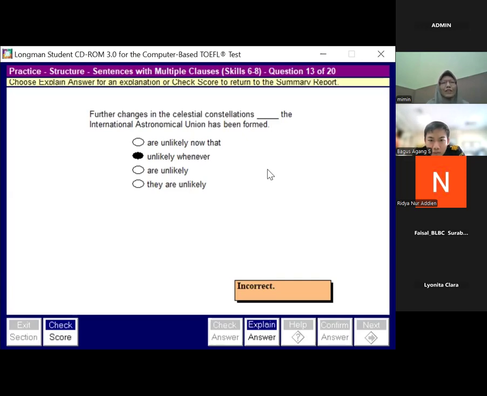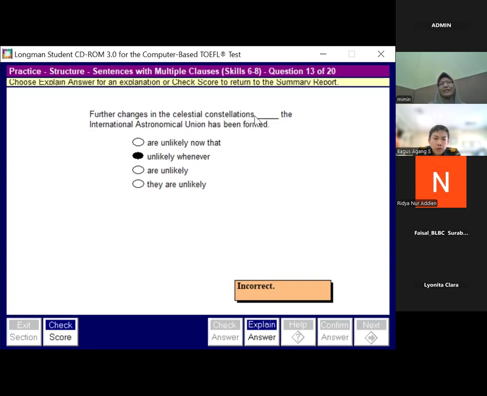What is not available? Further changes in the celestial constellations. This is the subject. What is the subject of this sentence? Which word is the subject? Kalimat ini subjeknya mana? Further changes in the celestial constellations. Yes, which one? Is it changes? Is it constellations? Subjeknya yang mana?